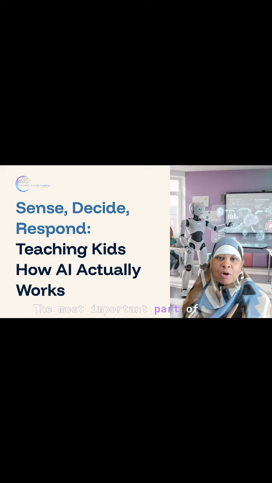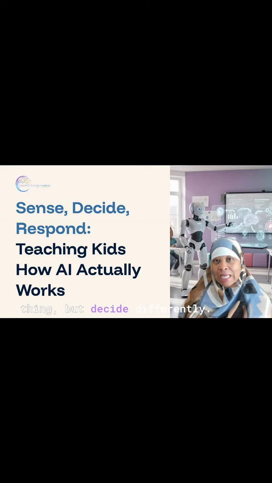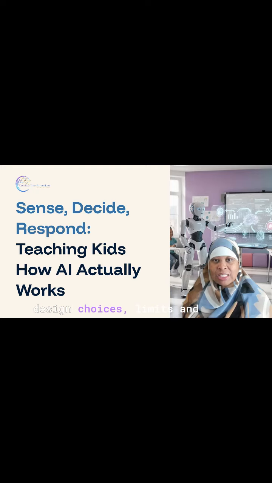The most important part of the lesson comes when students compare tools and realize that two tools can sense the same thing but decide differently. That opens the door to deeper thinking about design choices, limits, and responsibility. And this is where real AI literacy begins. Students start to understand that AI outputs are not authority. They are the results of decisions someone made.